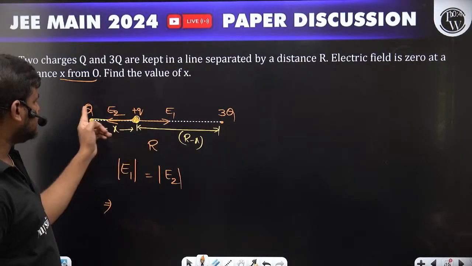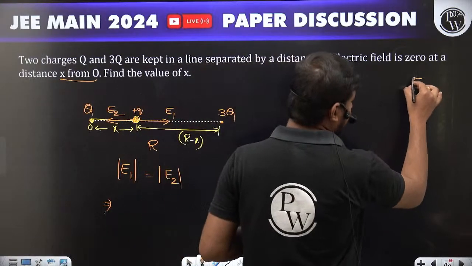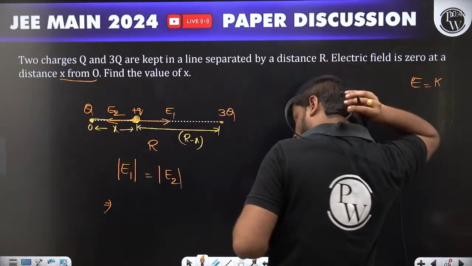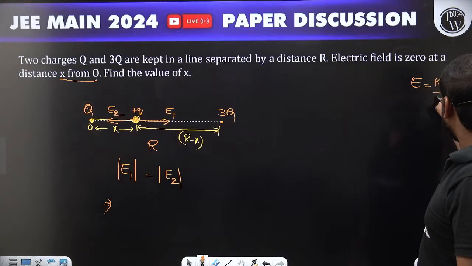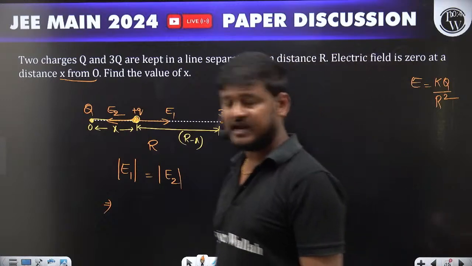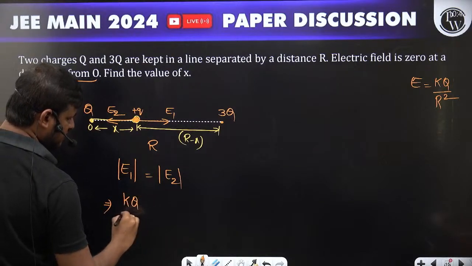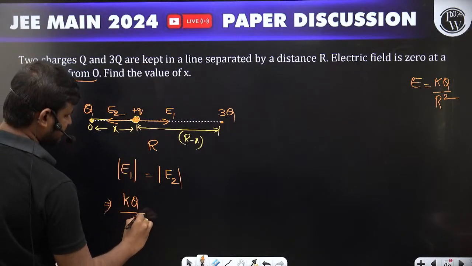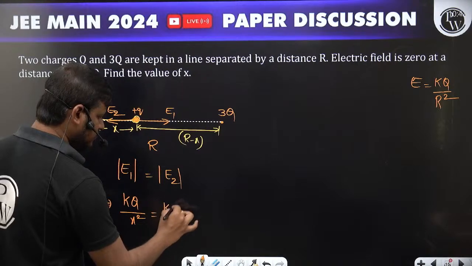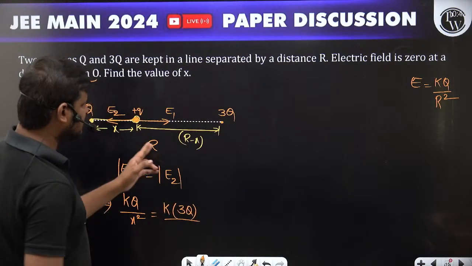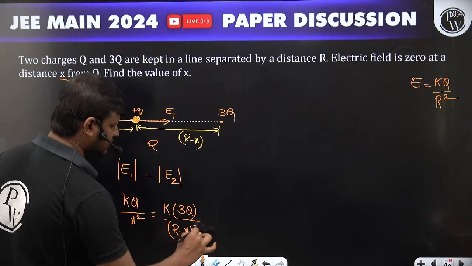So E1 is due to plus q charge, E2 is due to 3q charge. You guys know that the electric field due to a point charge is kq by r square, right? So now I can write E1 due to the q charge as kq by x square, since it is at a distance x. Whereas E2 is due to 3q charge, k into 3q by, what's the distance from here to here? r minus x. So I can write r minus x whole square, right?